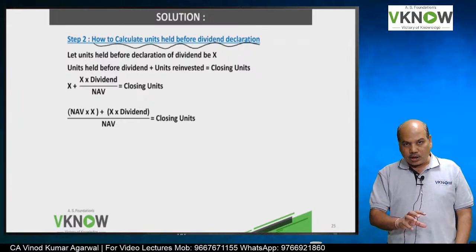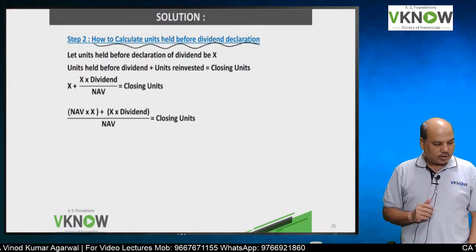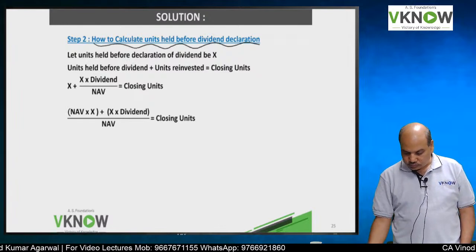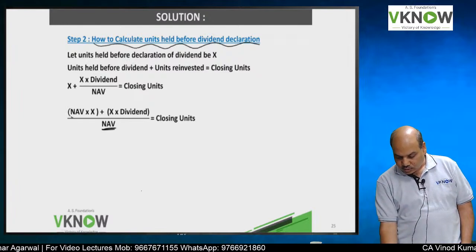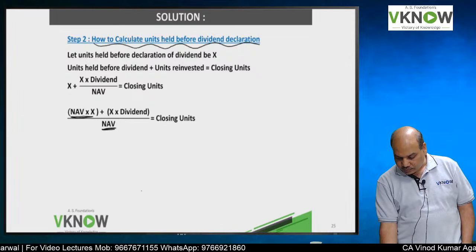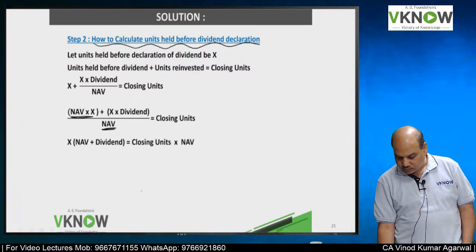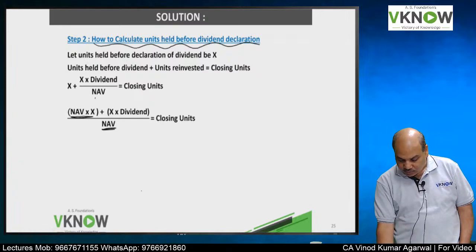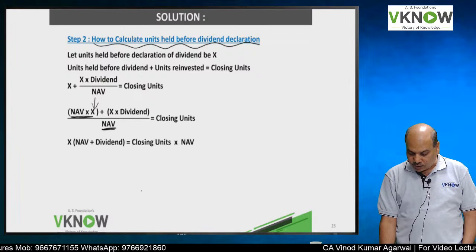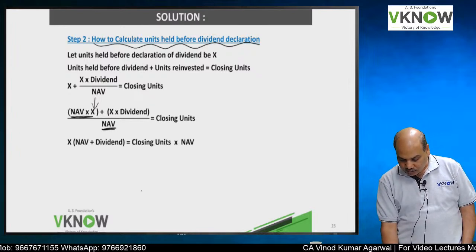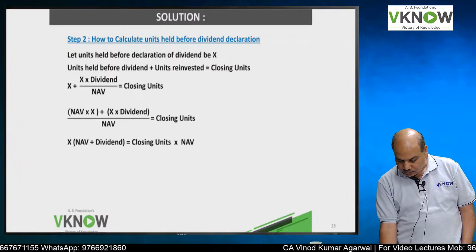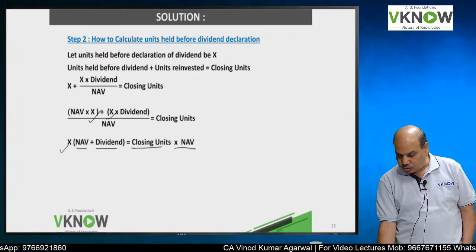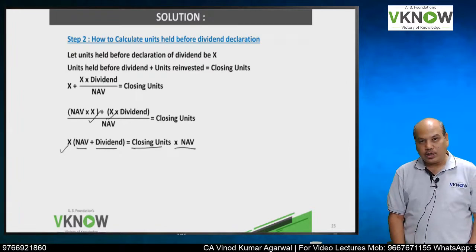Closing unit means units after dividend declaration. So I will make a small equation. NAV into X plus X into dividend divided by NAV is equal to closing unit. My intention is to find out the value of X. Now simplify. When you simplify, X is common, so it is X into (NAV plus dividend) is equal to closing unit into NAV.